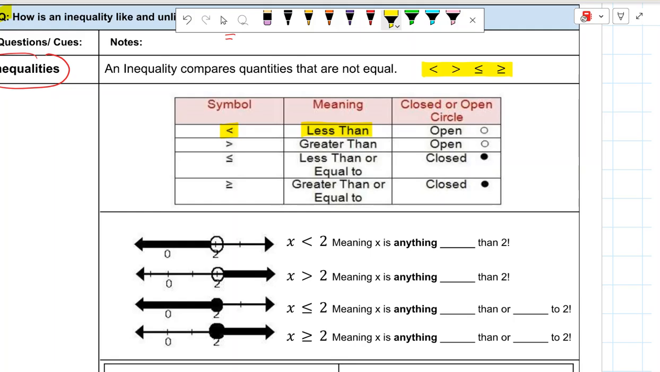Now this is new for you, I believe, and we want to make sure we know how to use it. So it says closed and open circles. When you use a less than or even a greater than sign, you're using an open circle. When you're using a less than or equal to sign, or a greater than or equal to sign, you're using a closed circle.